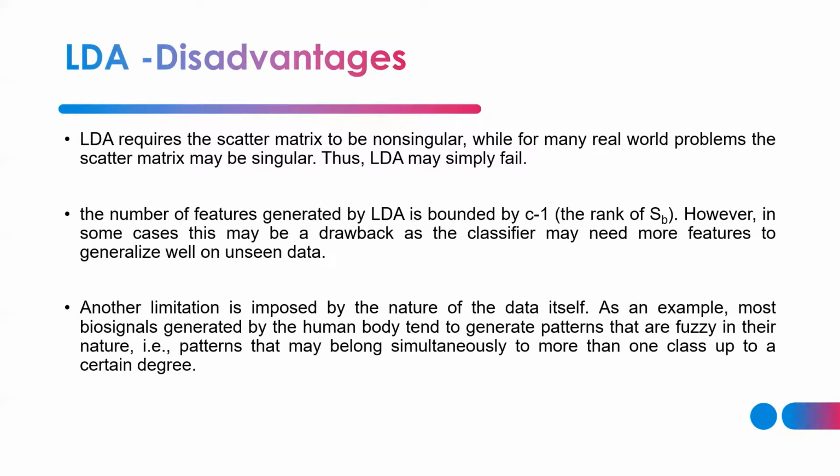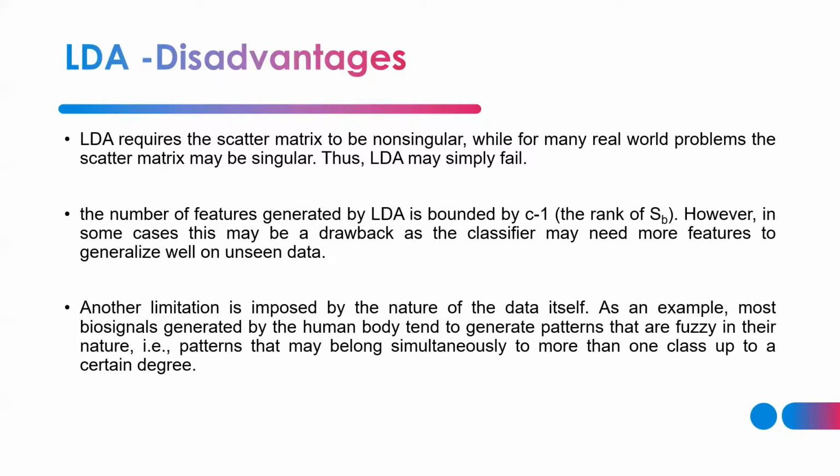But one problem here is that LDA requires the scatter matrices to be non-singular. And there are many reasons why they can become singular. So how would you resolve that issue with LDA? The second problem is that the number of features generated by LDA is always, as I said, bounded by C-1. So you always get C-1 features. But is that good enough for different problems? Well, there are some problems that I've seen before that require more features.